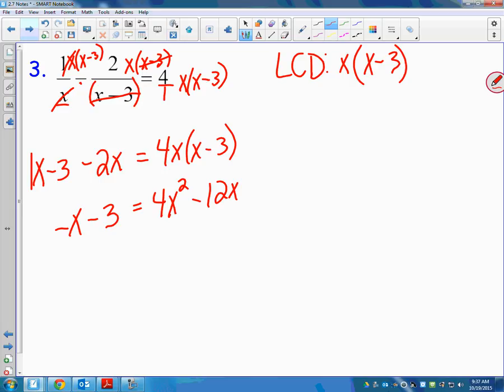Maybe you see a theme here, as well as the problem's getting harder with each example. It seems like we're going to get a quadratic almost every time, which means you're going to have to factor, complete the square, or do the quadratic formula to solve these problems. So I'm going to move everything over. I like to keep my x squared positive, so I'm going to add x over here and add 3 over here. Agree with that?